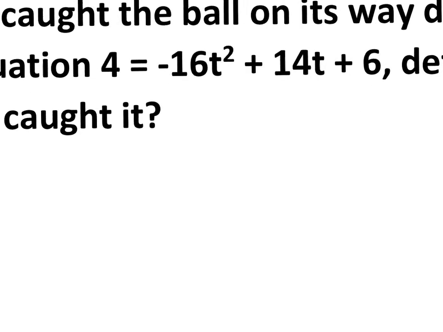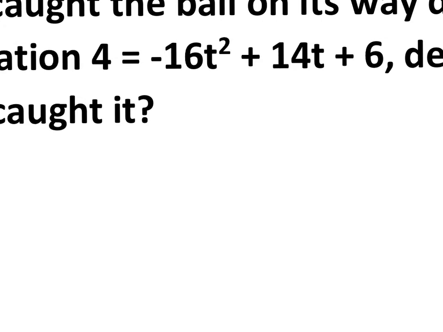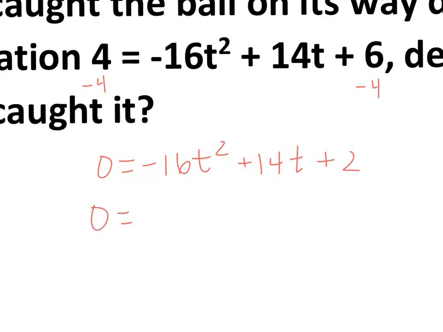We're still going to set it equal to 0, just like we've been doing. So I'm going to go ahead and subtract the 4 off over to the other side here. And I'm going to get 0 equals negative 16t squared plus 14t plus 2. Now again, you have a GCF, and I will always pull this negative out in front. I want to have a positive front number just to make my factoring a little easier. So in this case, I'm going to pull out a negative 2 and get 8t squared minus 7t minus 1.